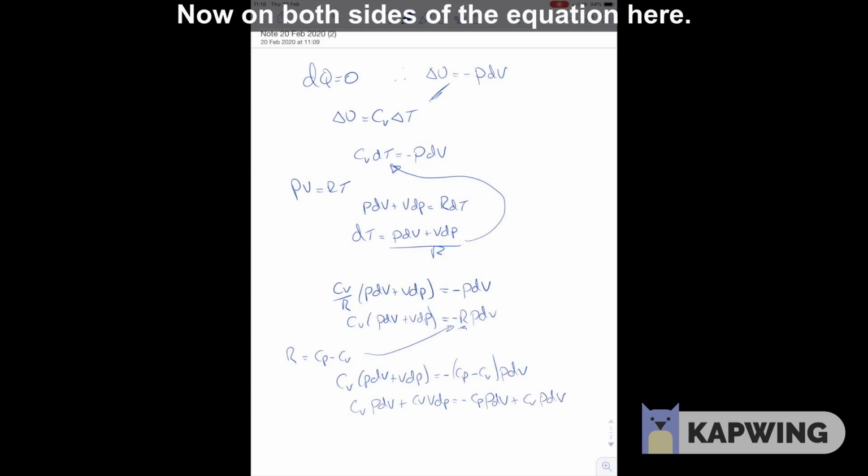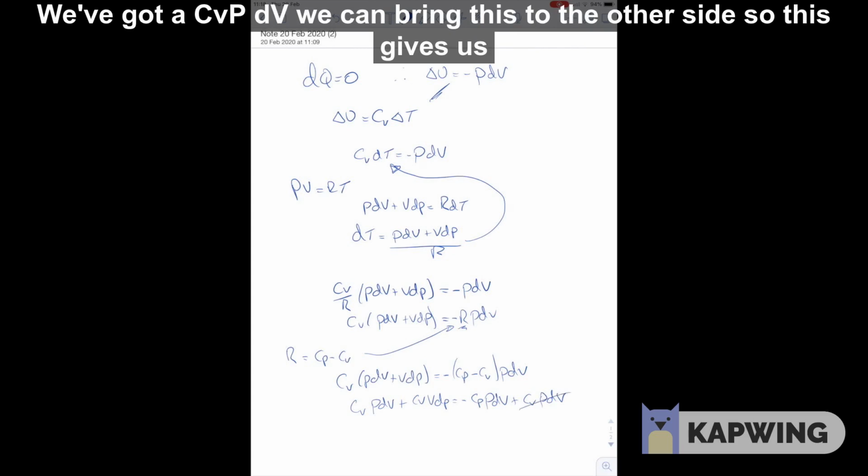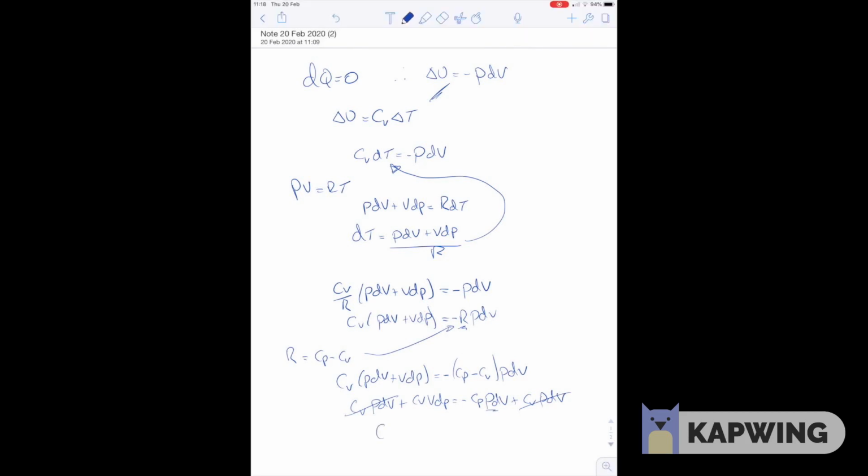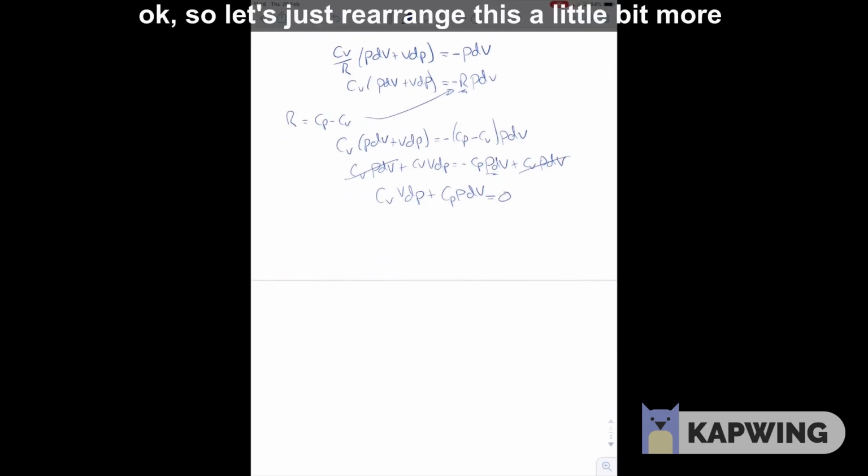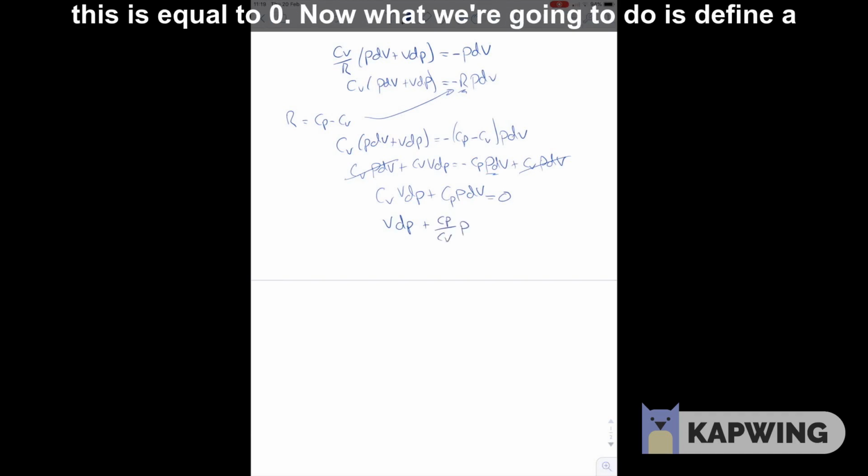Okay, now on both sides of the equation here we've got a CV P dV term, so we can just lose that one there, and we can bring this term across to the other side. So this gives us CV V dP plus CP P dV equal to 0. Okay, so let's just rearrange this a little bit more. So V dP plus Cp over Cv, pressure, change in volume equals 0.